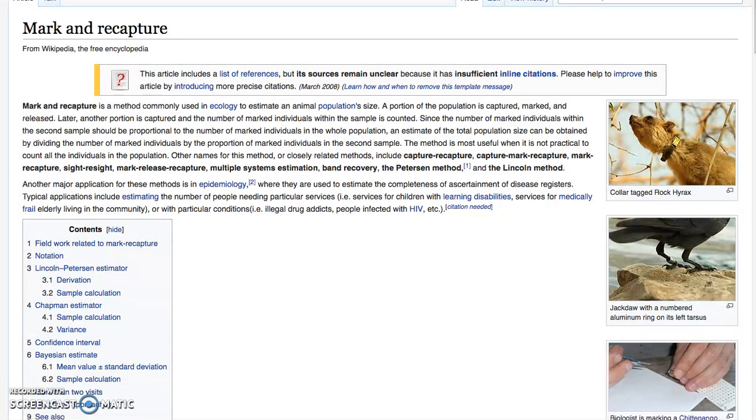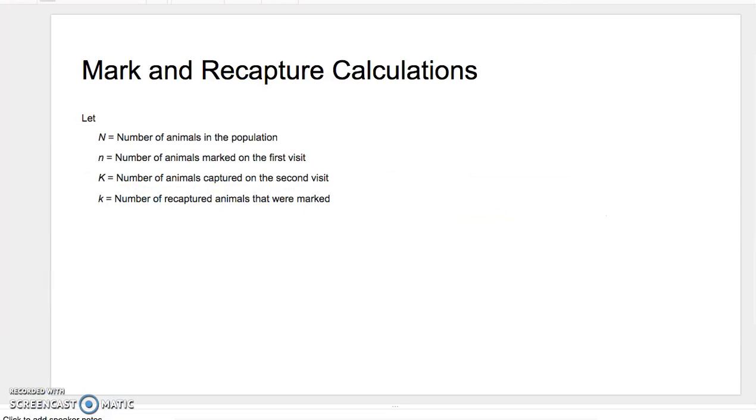another sample. So here's another chance for brain exercise. How can you use that second sample collected of both marked and unmarked animals to estimate the population? Give it some thought.